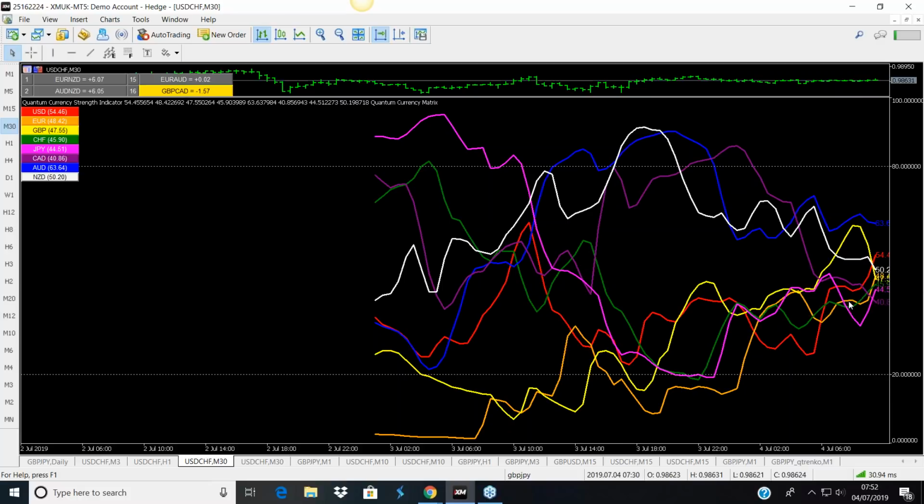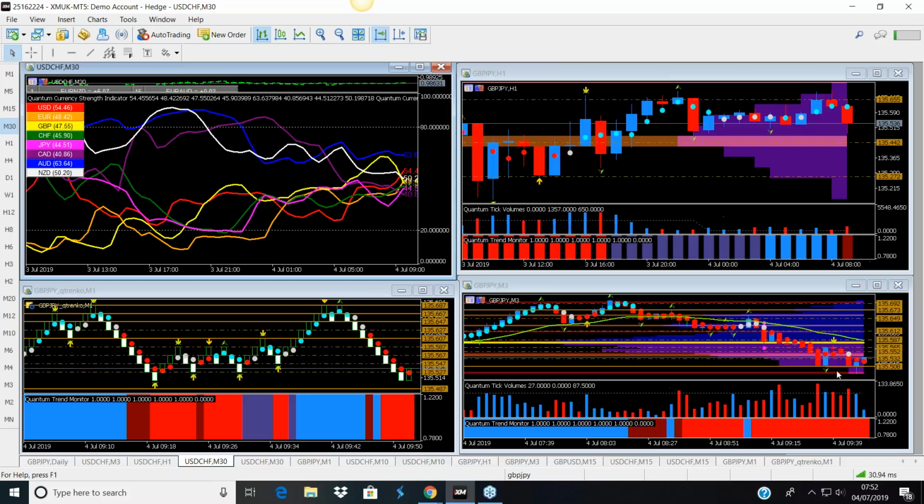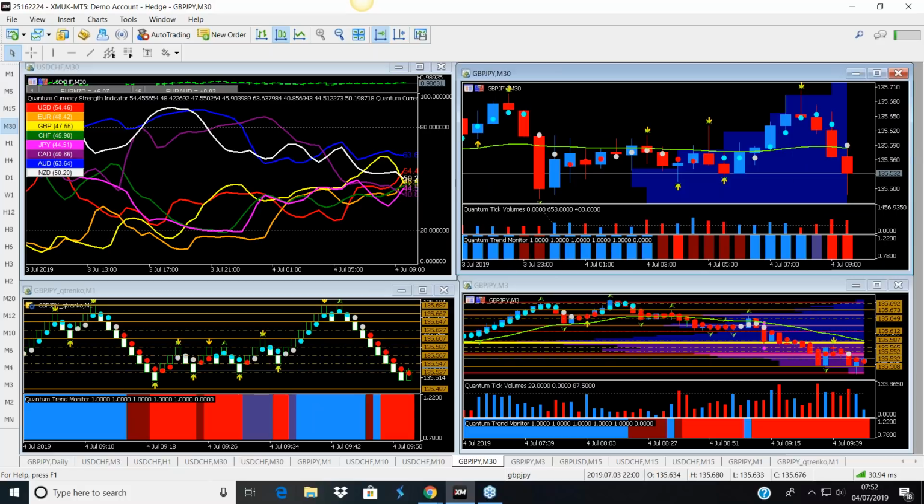Very small, not huge, but what attracted me to this was the steepness of the lines, and it looked like it had a bit of momentum behind it. And then my profile for the pair runs this way. Let's move that to 30-minute rather than an hour.